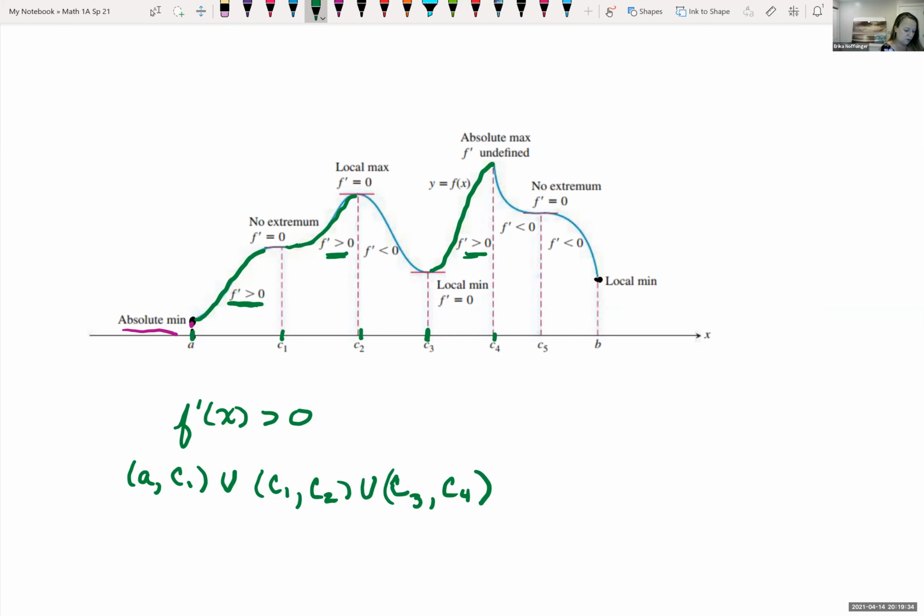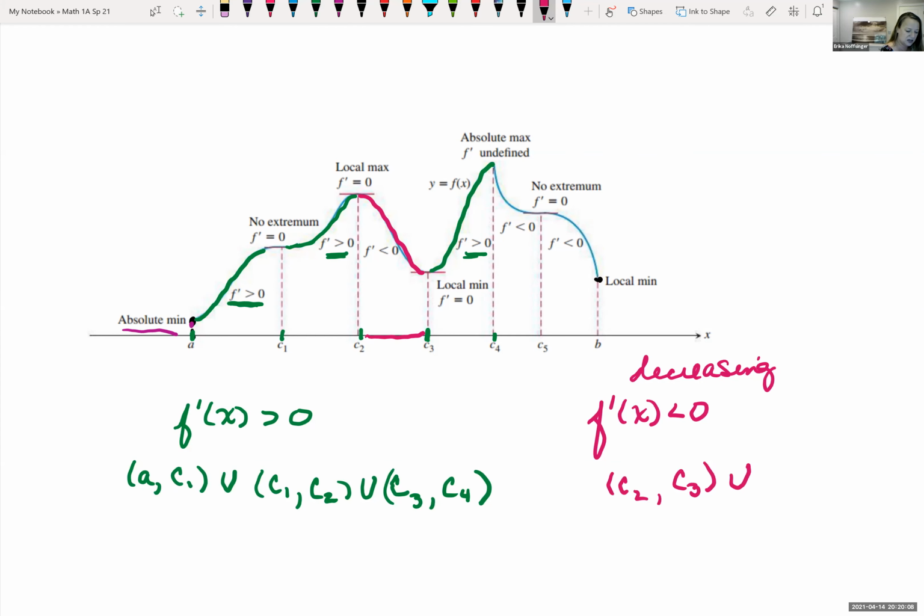So looking at where our derivative is less than 0, this is where, again, our graph is decreasing. And they're going to ask you to look at graphs and find where it's increasing and decreasing. So looking at where it's going down left to right, notice that it's going down from C sub 2 to C sub 3.